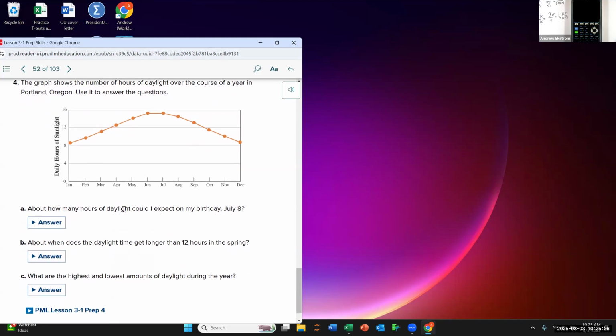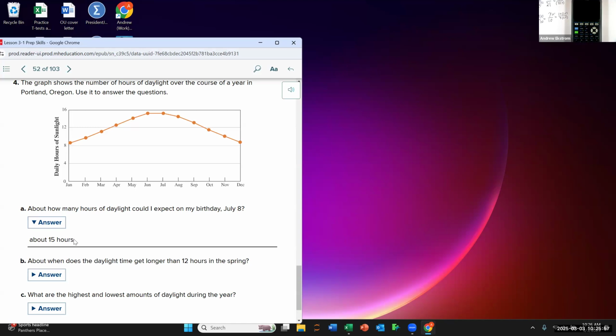So looking at here about how many hours daily could I expect on my birthday, which is July 8th. That's the author's birthday. So that's about where July is at. So looking at the graph, what would you have to guess? If this was a problem that was on the exam, where would you guess that point is? We know that's 12. You know the line on the top is 16. Would you call that 15 or say 15 and a half? So here it's about 15 hours.